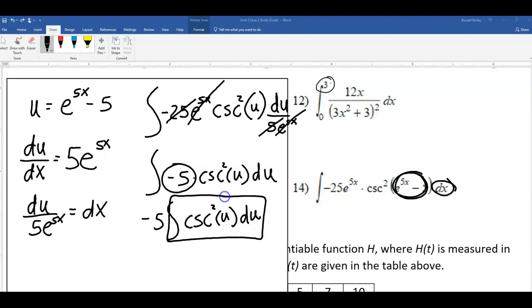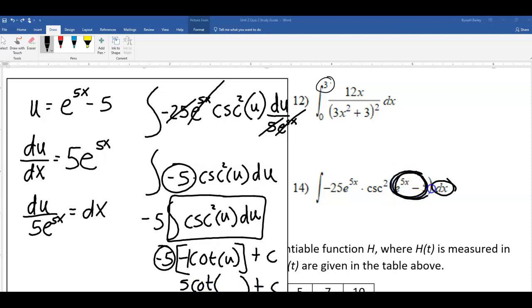And the integral of cosecant squared u is going to be negative cotangent u. We don't want to forget our plus c. Now this is a negative 1 in the front, and if you multiply that by a negative 5 in the front, there you get a 5 cotangent u plus c. And we can go ahead and put our u back in at this point, so that would be e to the 5x plus 4. And there's our final answer on that guy.